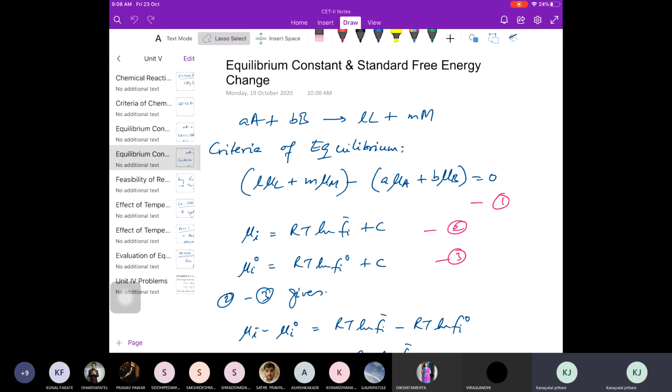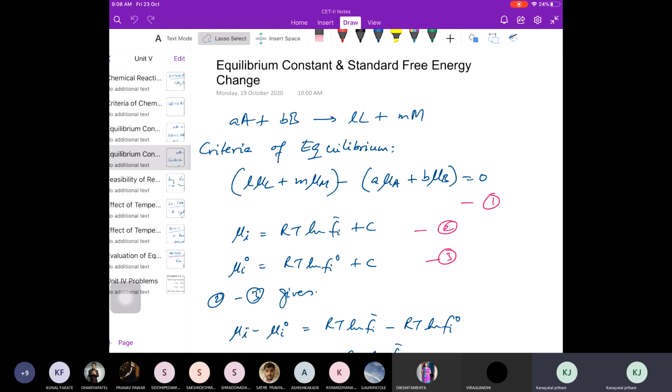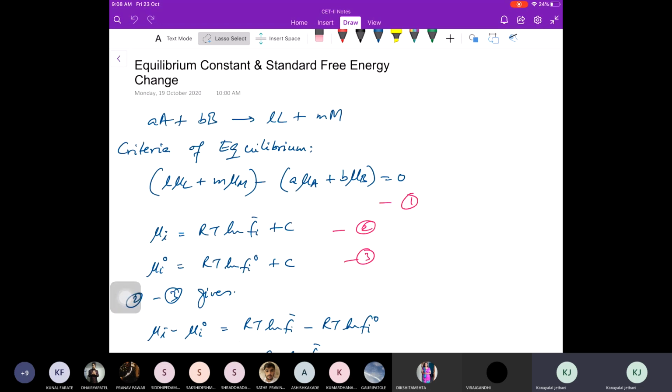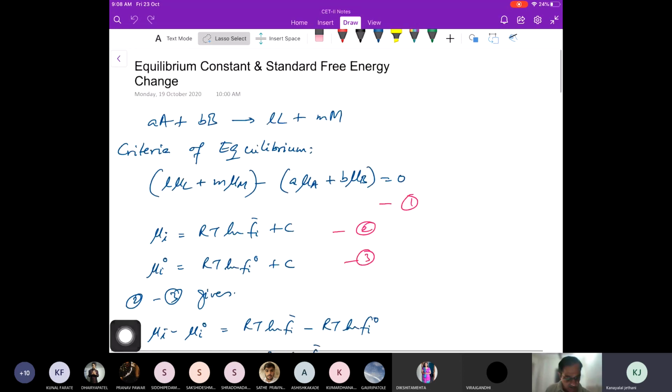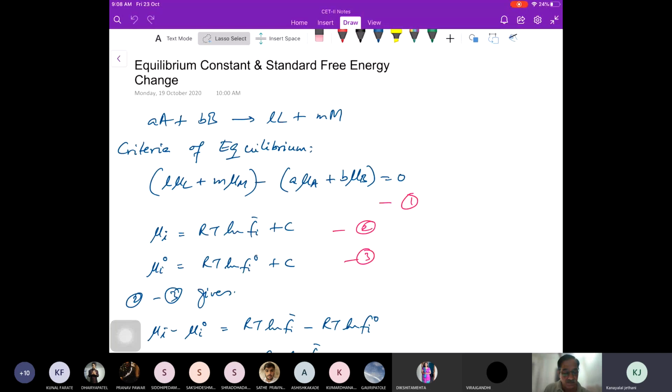Okay. So you must have seen feasibility of reaction. Have you ever seen it? When is the reaction feasible? Yeah, feasible. Nobody wants to respond. Okay, let us take this reaction: aA plus bB gives lL plus mM. And we know the criteria of equilibrium, we saw it yesterday.